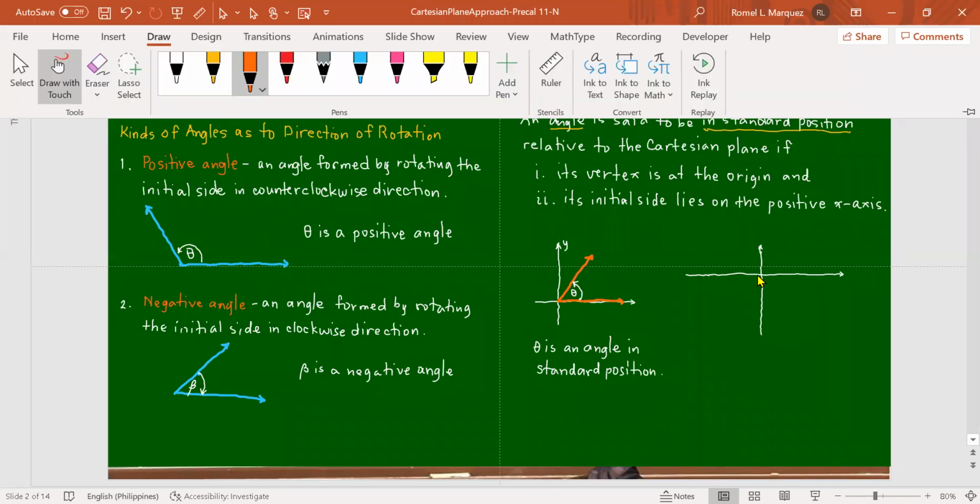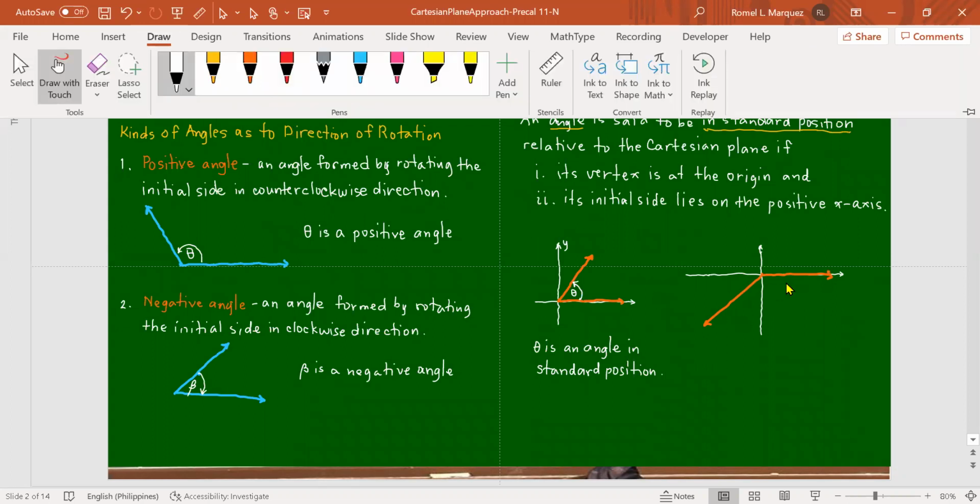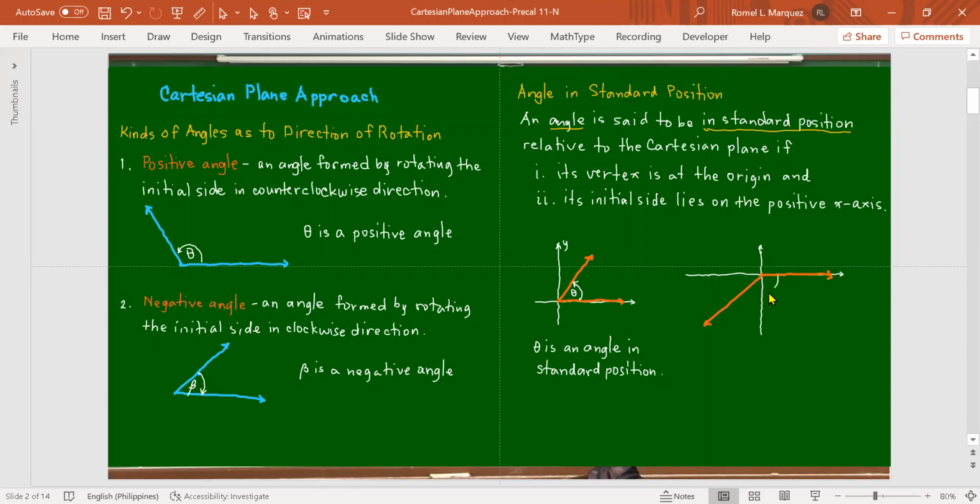If this is the angle that I have, let's say this is the terminal side and this is the initial side. To denote the initial side and the terminal side, you have to draw an arrow. So let's say this is my arrow going to this terminal side. Let's call this gamma. So gamma is said to be an angle in standard position.